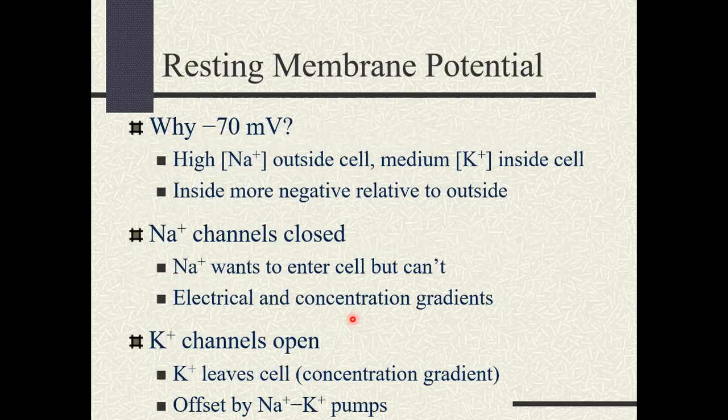So why negative 70 millivolts? Well, we have the high sodium outside of the cell and medium potassium inside of the cell. So the inside is more negative to the outside. Our sodium channels are currently closed, and sodium is going to want to enter the cell, but it cannot without that electrical stimulus. And then if those potassium channels open, potassium is going to actually leave the cell. That way it's going to be offset by sodium. This is why we have our sodium-potassium pumps.